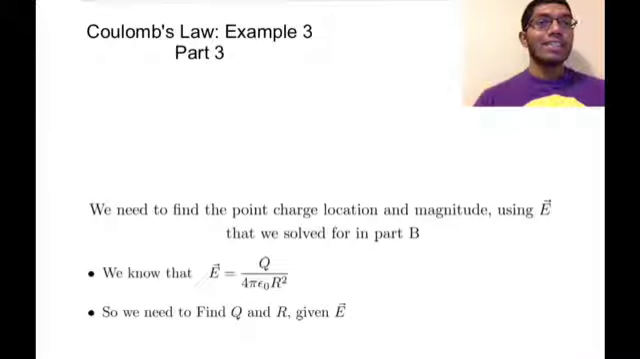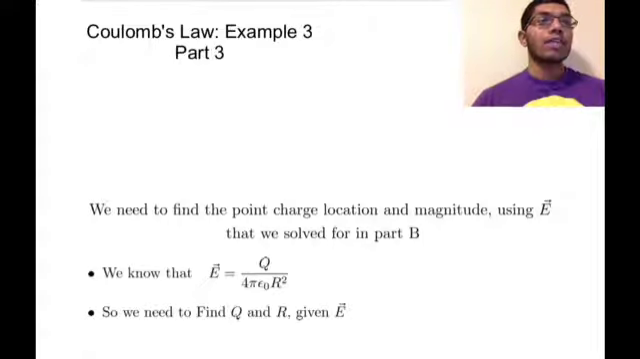This is part 3 of example 3 of the Coulomb's law videos. What we're going to do in this question is find the point charge location and magnitude given the E that we solved for in part B. So we know the magnitude of the electric field and we know the direction of the electric field.